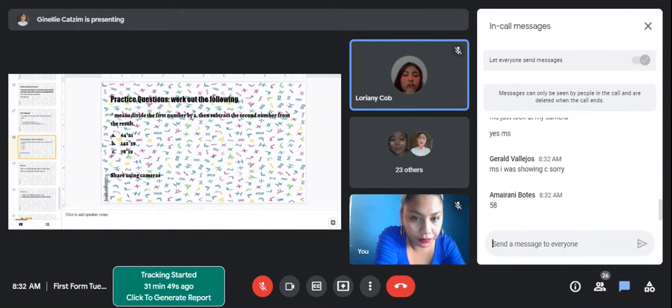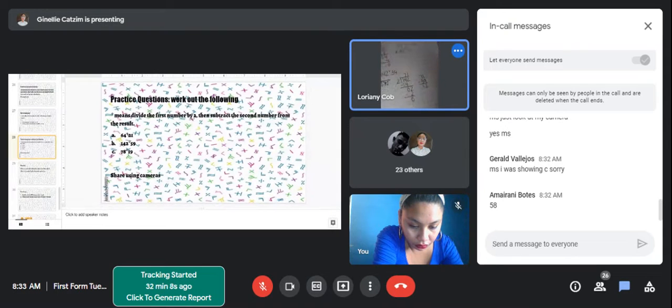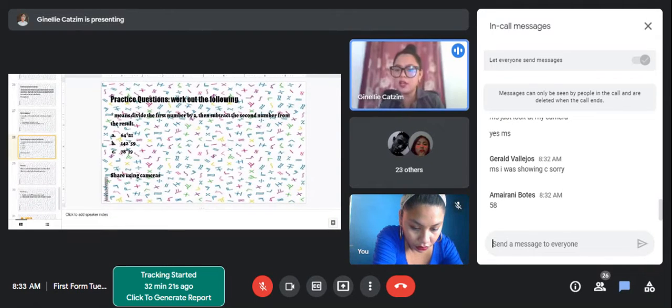Can I show it now? Yes, sure, Loriani. Can you explain what you did? I divided 142 by 2 and it gave me 71. Then I subtracted 59 from 71 and it gave me 12. Okay, we subtract 59 from 71. Very good. That is correct, right?